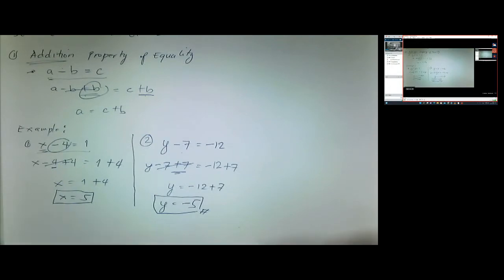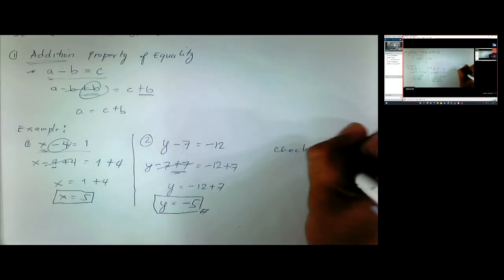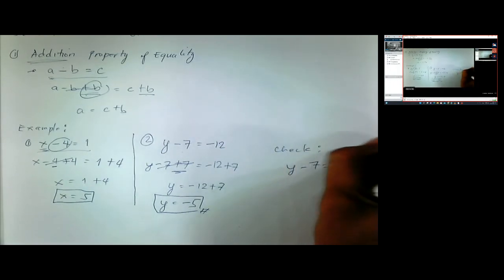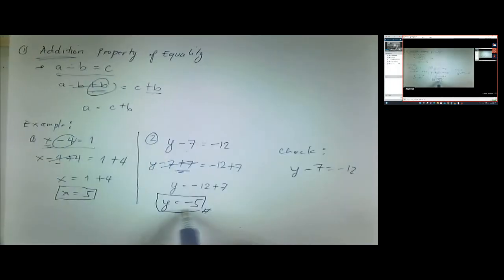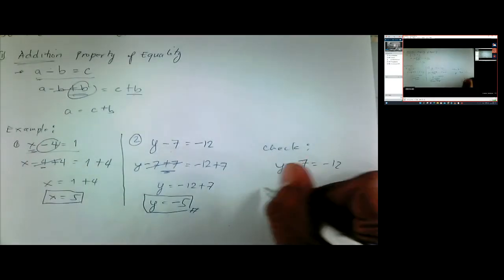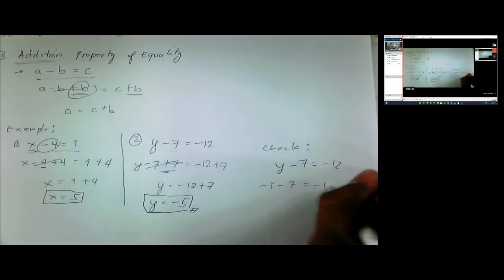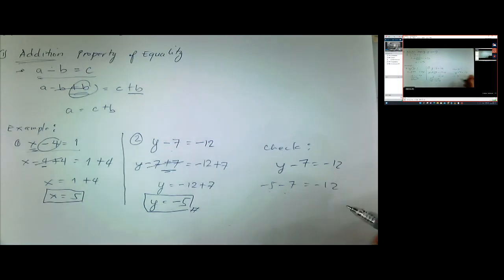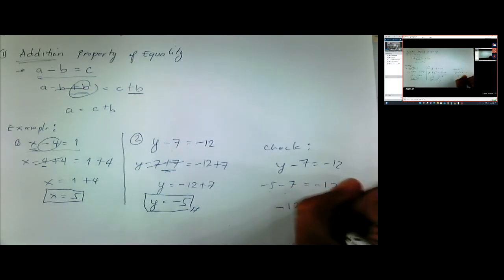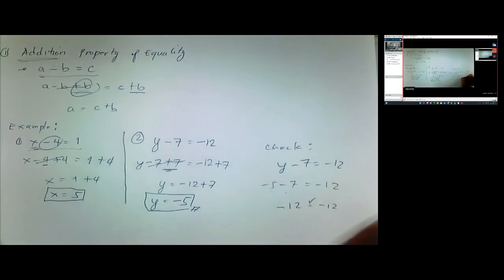Okay? To know if your answer is correct, you can check. So we have y minus 7 equals negative 12. If y is negative 5, then negative 5 minus 7 equals negative 12. And what is negative 5 minus 7? That is negative 12, which is equal to negative 12. And since they are equal, then negative 5 is the solution to y minus 7 equals negative 12. Okay?